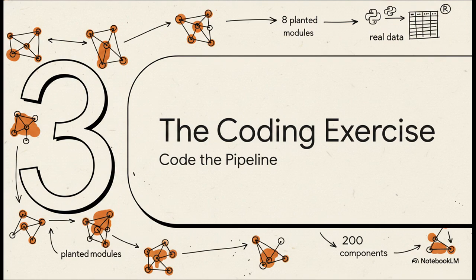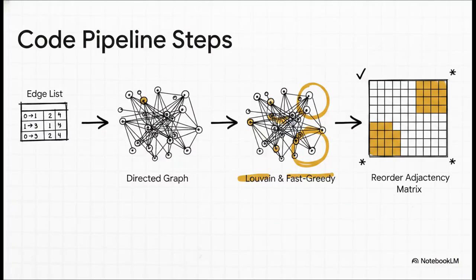Part 3, the coding exercise. Once you've built up your intuition, you'll open up your Python or R environment to apply these concepts to a synthetic 200-component engineered system. Here is the pipeline you're going to write. Your script will build a directed graph from a long-format edge list. You'll run the Louvain and fast-greedy algorithms on the undirected projection to maximize modularity. Then, you'll score the resulting partition against the ground truth using the adjusted Rand index. Finally, you'll reorder the adjacency matrix by module membership to visually verify that clean, block diagonal structure.